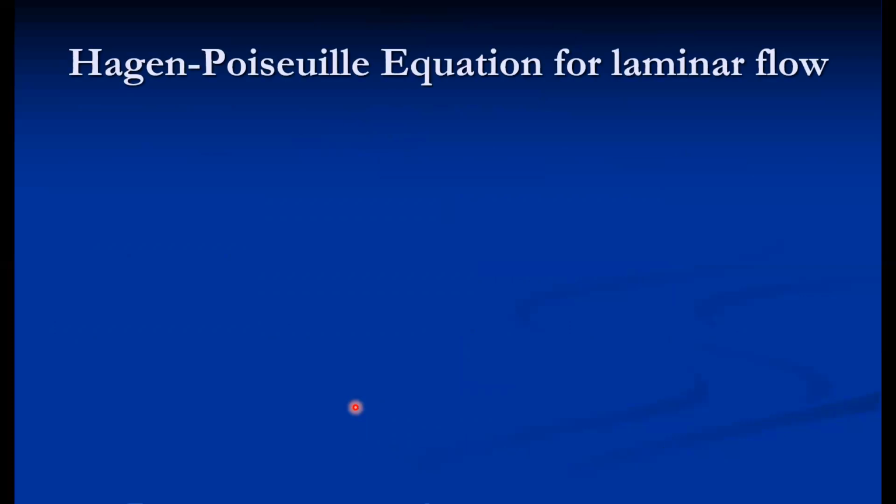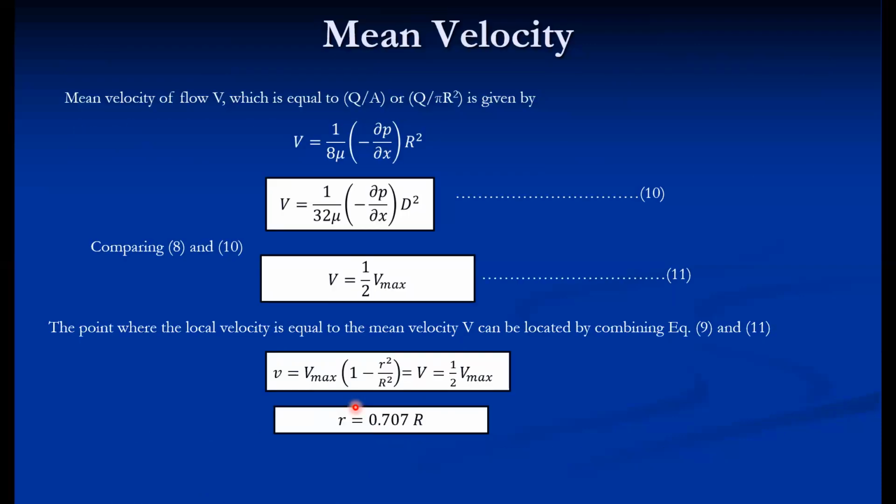Then finally the Hagen-Poiseuille equation, that is the pressure difference in the laminar flow, that we can calculate by equation number 10, that is the mean velocity expression. So V is equal to, equation number 10 is this. So here we simplify this equation in order to calculate. So minus ∂P by ∂x is equal to 32 mu V by D square.